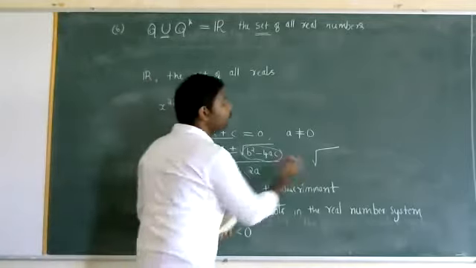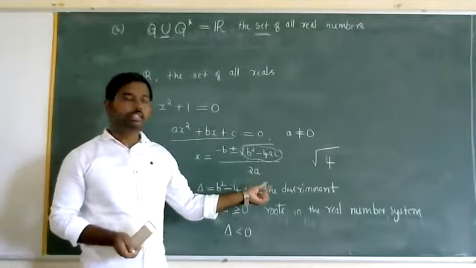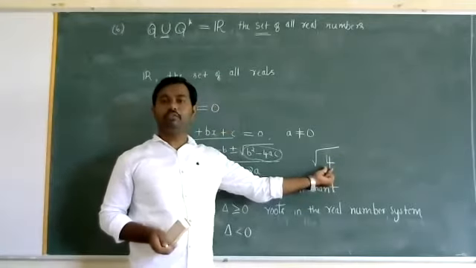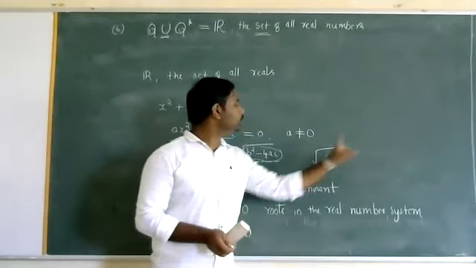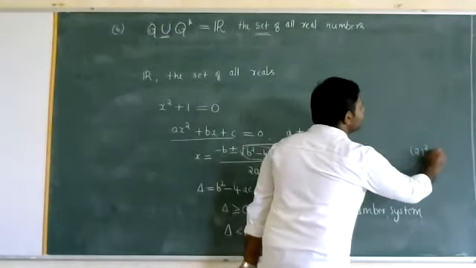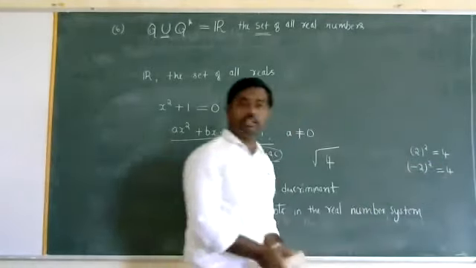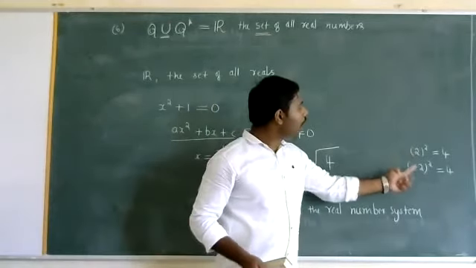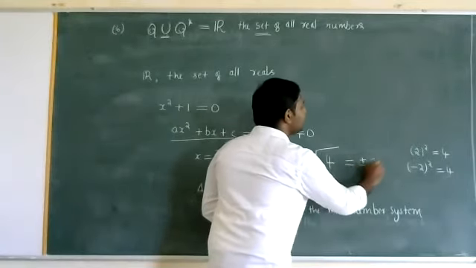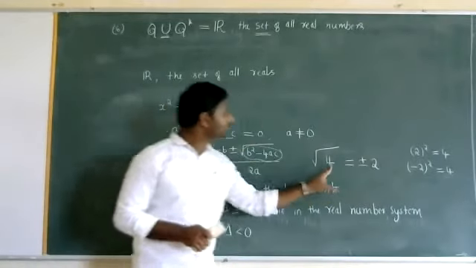Because, what do we mean by square root? For example, what do we mean by square root of 4? Square root of 4 is a number whose square is 4. We know that 2 square is 4 and also minus 2 square is 4. So if I square 2 or minus 2, I will get 4. Hence square root of 4 is plus or minus 2. Square root of any number is a number whose square is the given number.